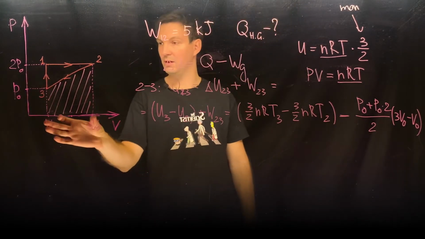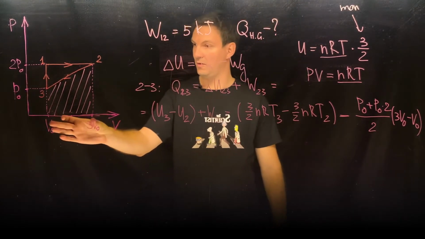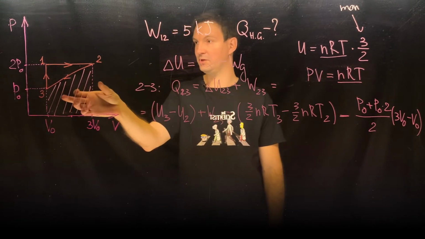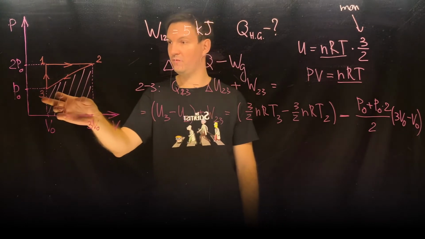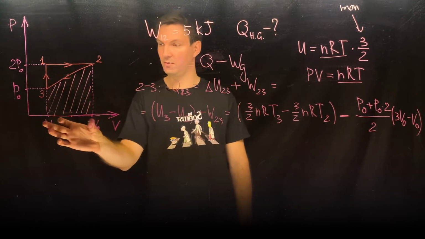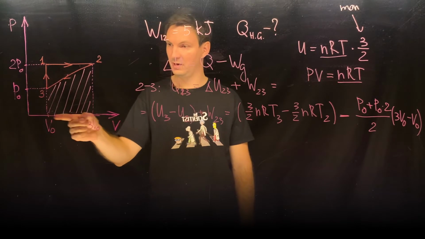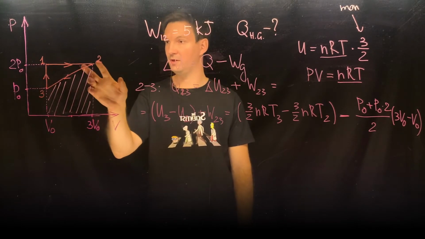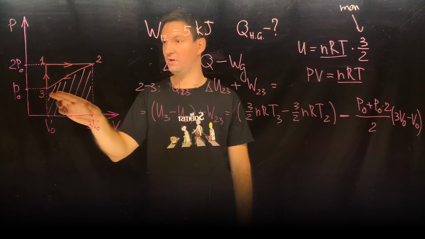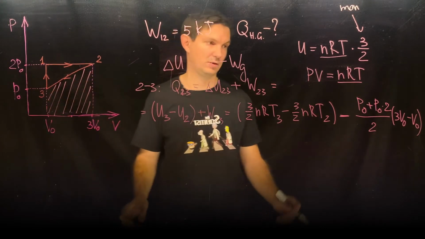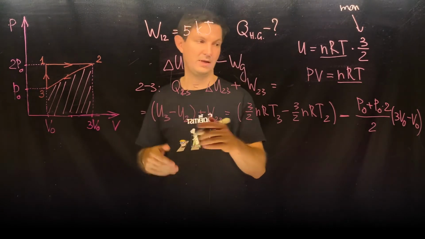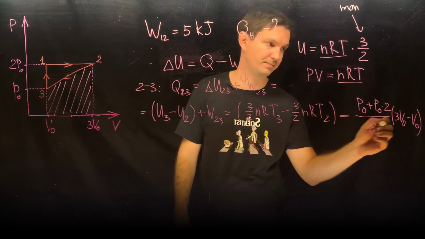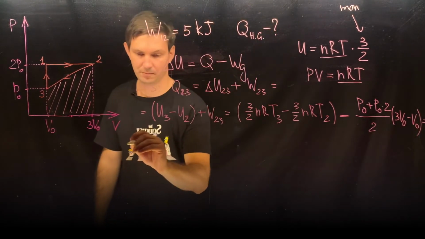Why minus? Because the direction of the x-axis doesn't coincide with the direction of the transition from point 2 to point 3. We see that the direction of the x-axis is to the left, while the direction of transition from state 2 to state 3 is to the right. So they don't coincide, and this means that we should write down minus here.